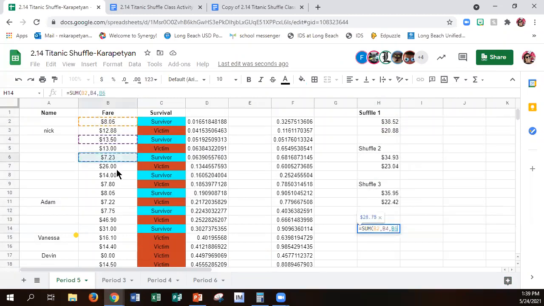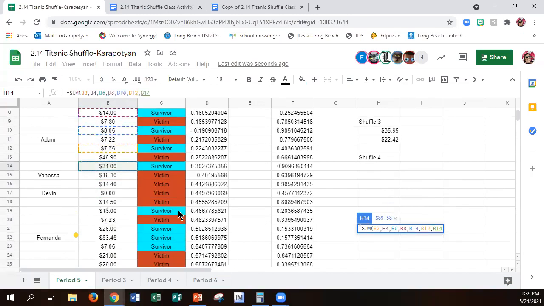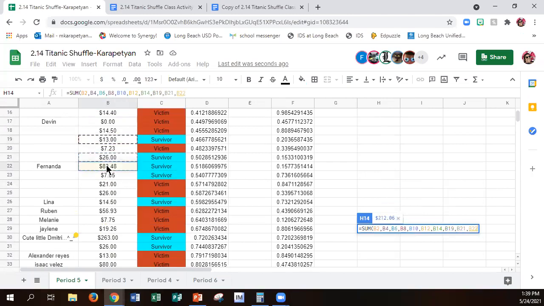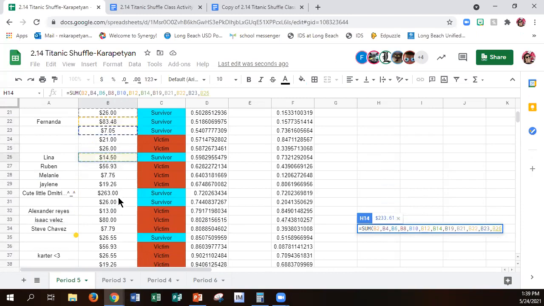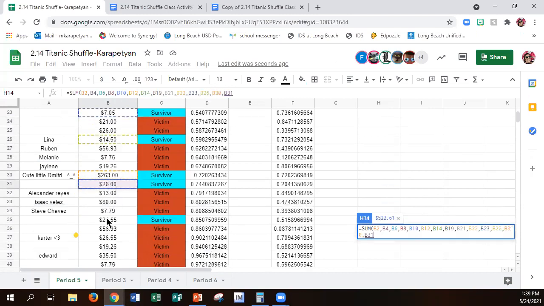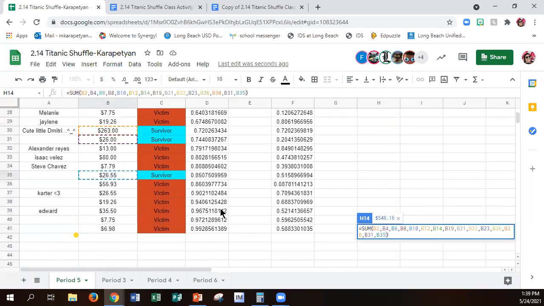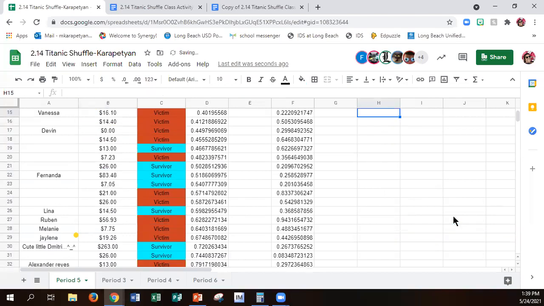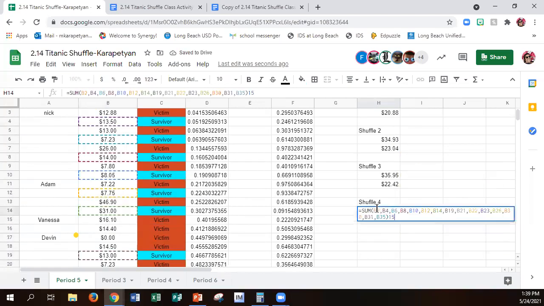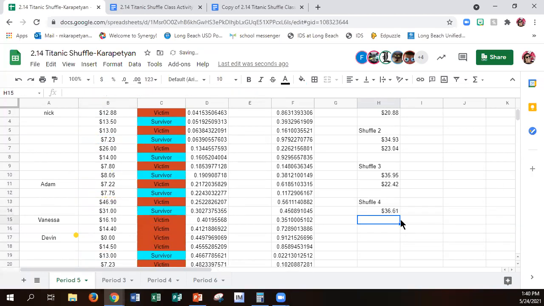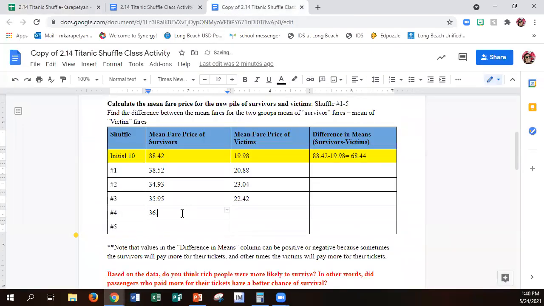Good luck. All right, let's get our survivors here. Okay, divide that by our 15. Okay, so shuffle. Wait, what happened? I did multiply it. Thank you so much. There we go. $36.61, y'all, for our mean of the mean fair prices for our survivors.